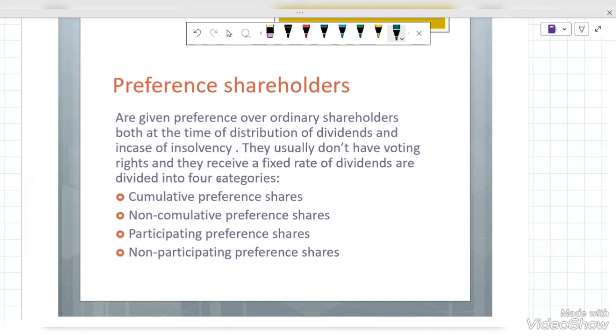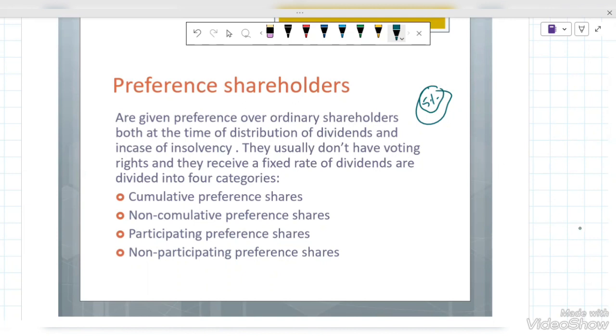They usually don't have voting rights, and they receive a fixed rate of dividends. If you are purchasing shares as a preference shareholder, the company will inform you that you will have 5% dividend, or 10%, or maybe 2%. So you will get only 5% at the end of the year. You cannot have more than this percentage.